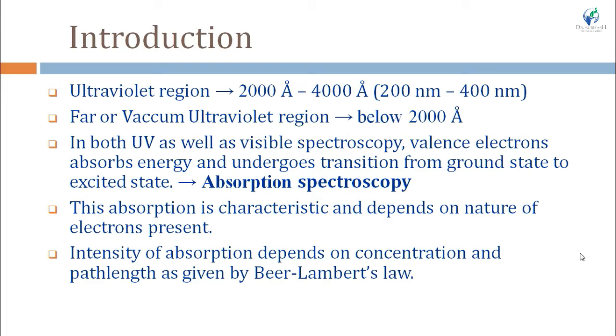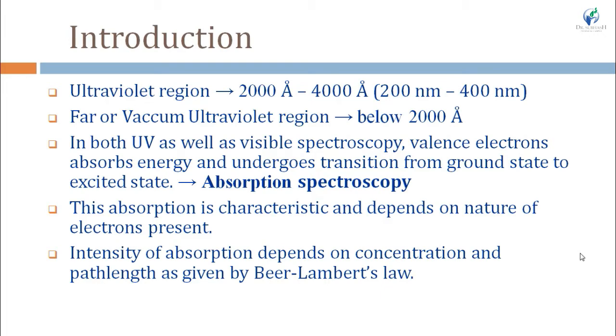To be more accurate, it is 190 nanometer to 390 nanometer. But generally, we can say that it is 200 to 400 nanometer. And this region is also known as the near UV region, because the far or vacuum UV region is below 200 nanometer or 2000 angstrom. The wavelength below 200 nanometer or below 2000 angstrom is known as the far UV or vacuum UV region.